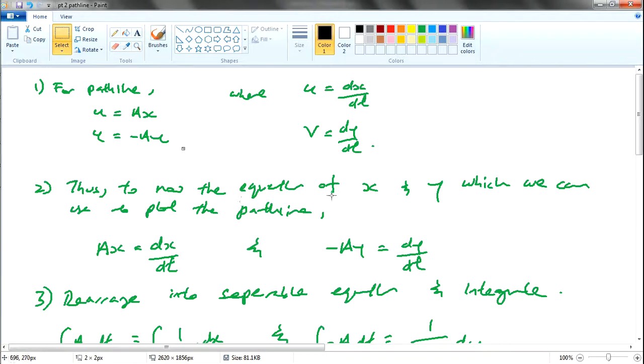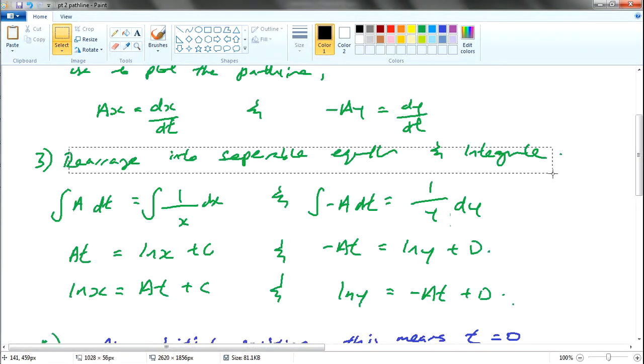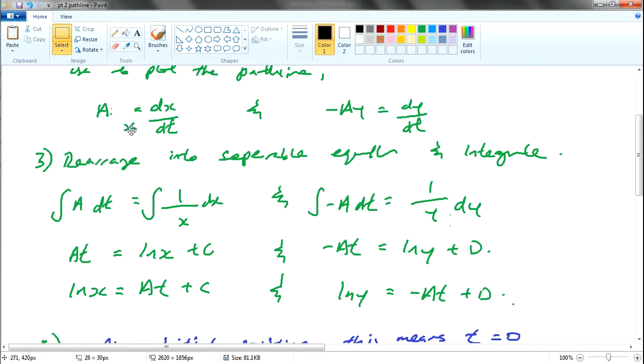So thus, now the equation of x and y, which we can use to plot the path line. We can now use this relationship. We know that u equals ax, so let's put it over here, which is also this one, the same thing. Nonetheless, minus ay you just sub as v. You just put it over here. See, this should be v. I don't know why I wrote it wrongly. So you have this relationship, and you rearrange into a separable equation, and then you integrate. You just bring the x down over here, and then you bring the dt up, and then you integrate. Same as the y portion over here.